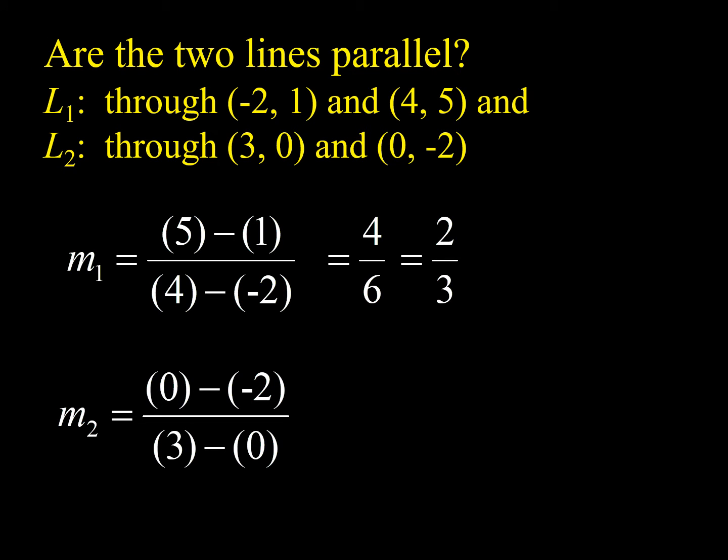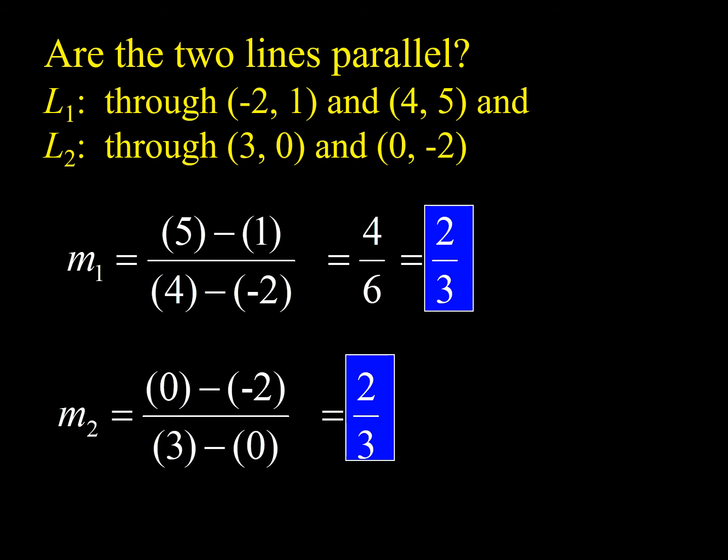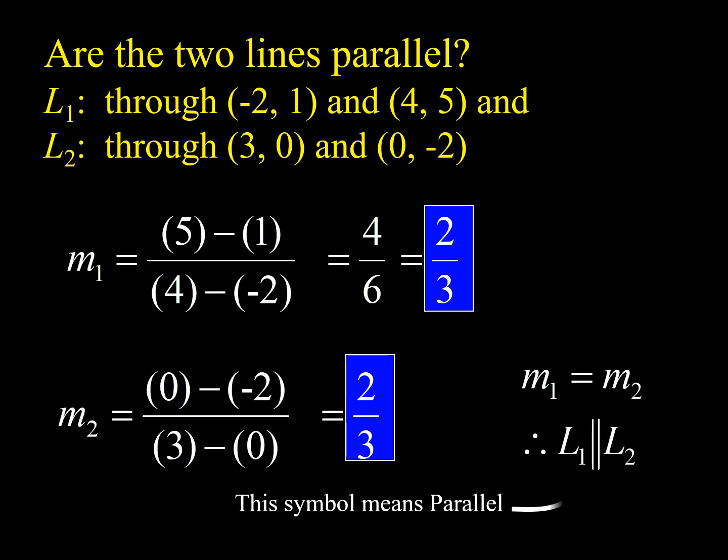Now, we are going to get the slope of line 2. So using the slope formula, we have 0 minus negative 2 over 3 minus 0. So it is equal to 2 over 3. So therefore, slope 1 is equal to slope 2. We can conclude that line 2 is parallel to line 1, or line 1 is parallel to line 2. This is the symbol that means parallel.